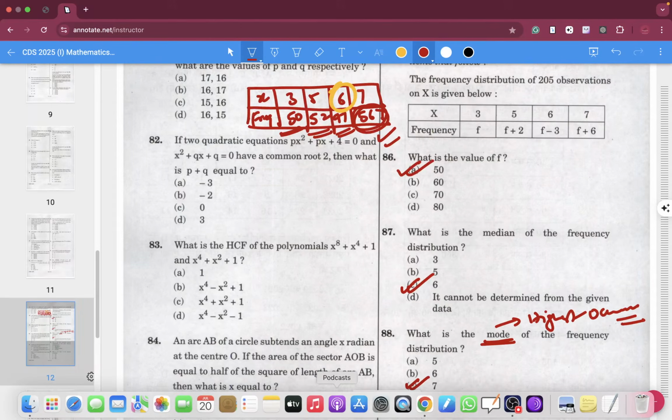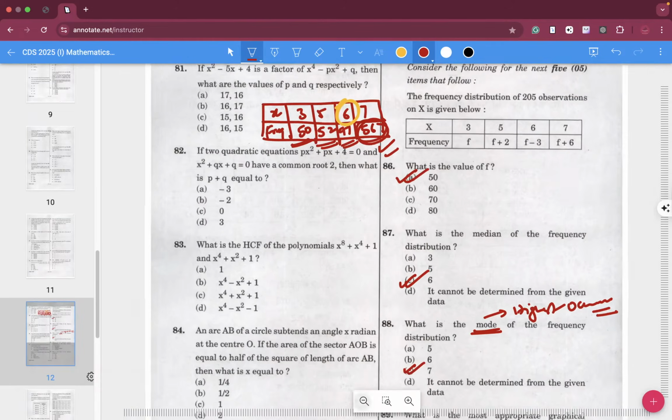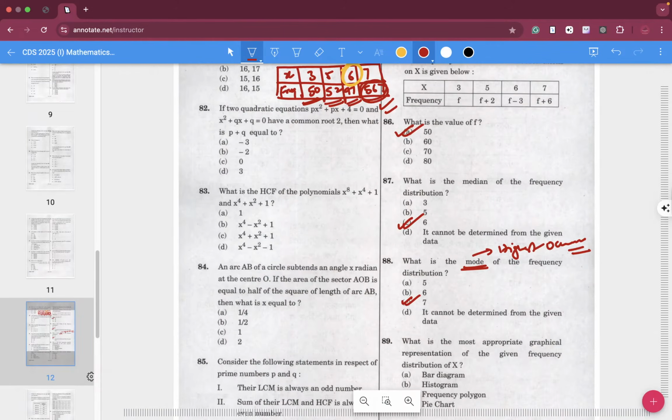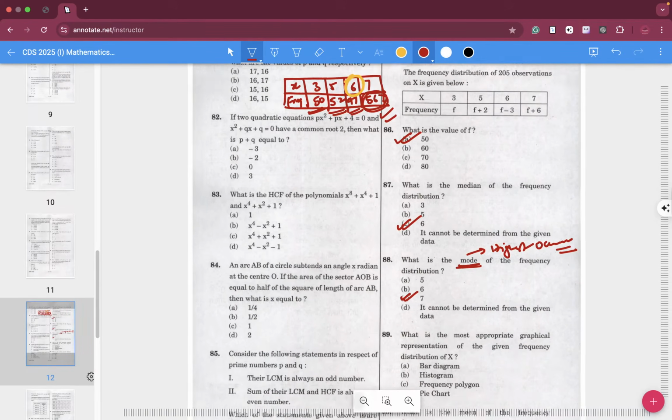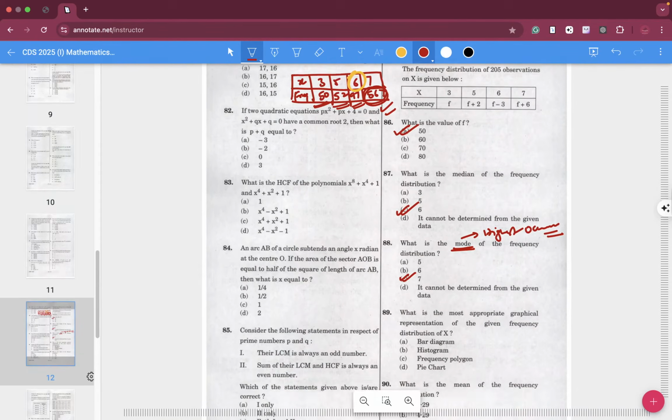Yes, in CDS mathematics, sometimes they ask these easy questions as well. But you guys need to identify those questions. If we are not able to identify such a question, that's why you fail. So that's the whole point, right?